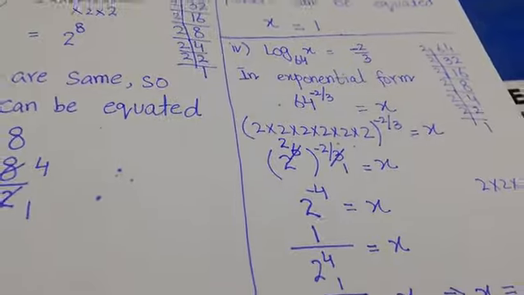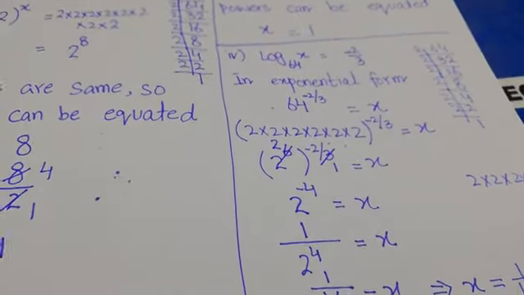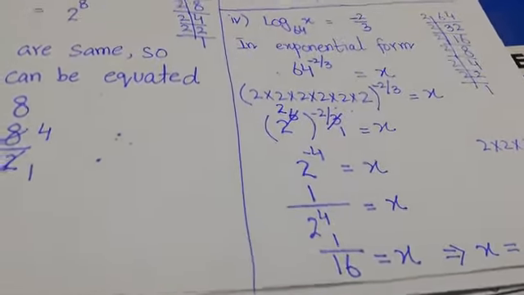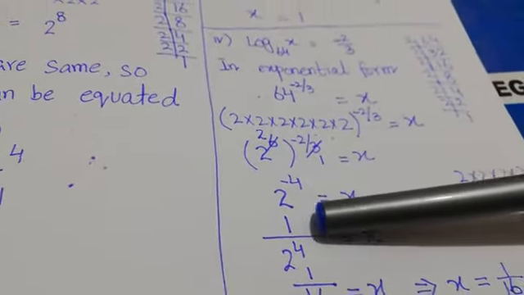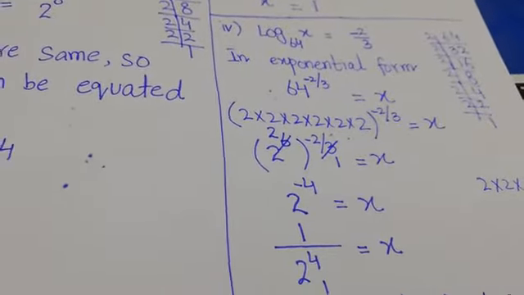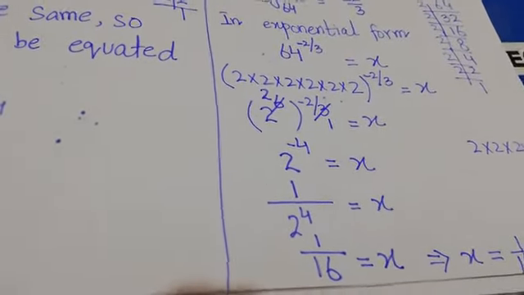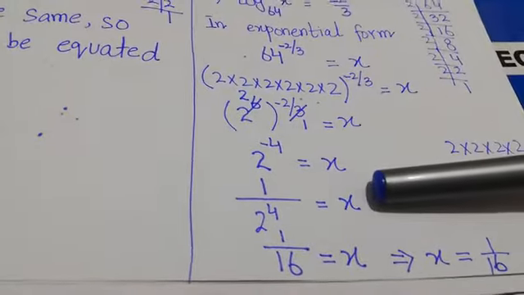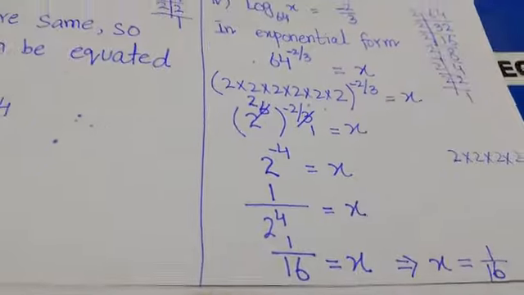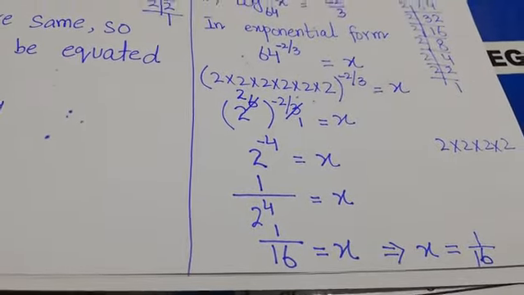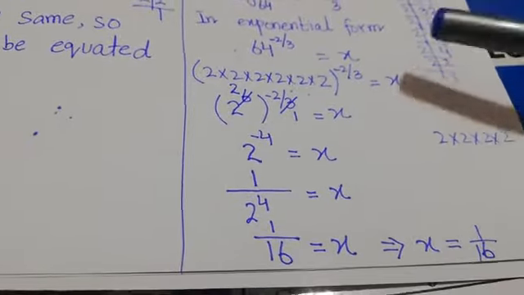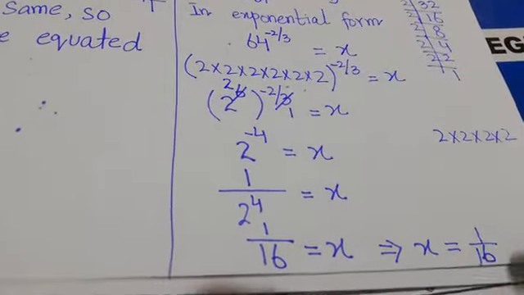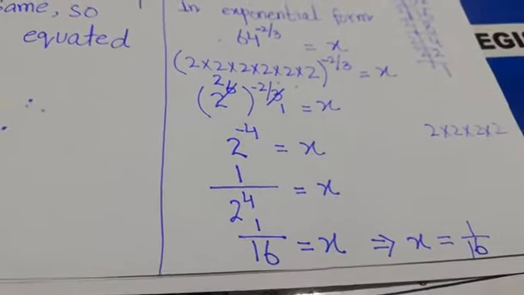So if you remember, when we have a negative power, we will always make it positive. To make it positive, I will shift this 2 power minus 4 in the denominator. It becomes 2 power plus 4. 1 by 2 power 4 is equals to x. And 2 power 4 means multiply 2 four times, 2 into 2 into 2 into 2. In the rough working I have already written it. So it becomes 1 over 16 is the value of x. I hope this question is clear to you.